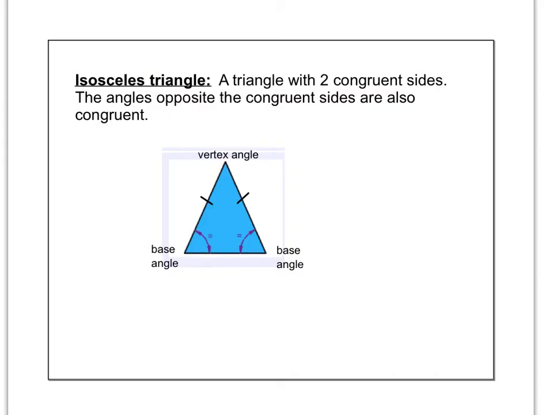Real quick, a reminder of what an isosceles triangle is. An isosceles triangle has two congruent sides, and remember the angles opposite them are also congruent. So if I go opposite of this side and opposite of this side, those two angles down there are also congruent, and those are called the base angles. And then the other angle is called the vertex angle. So you can see the vertex angle up here at the top.